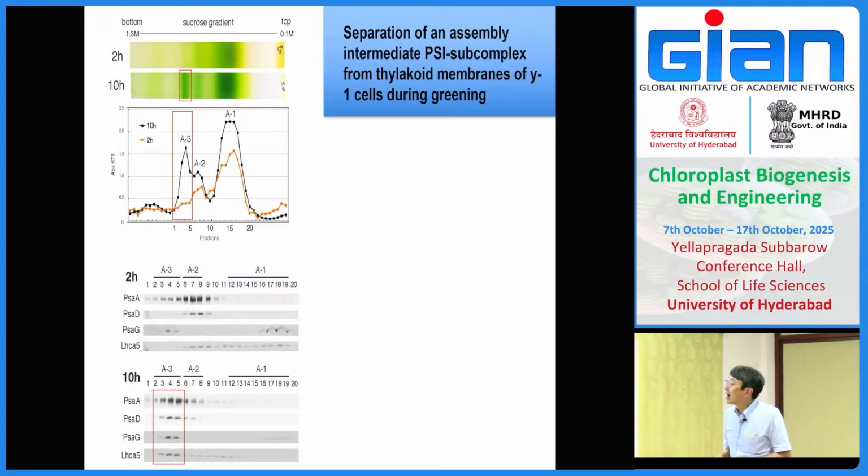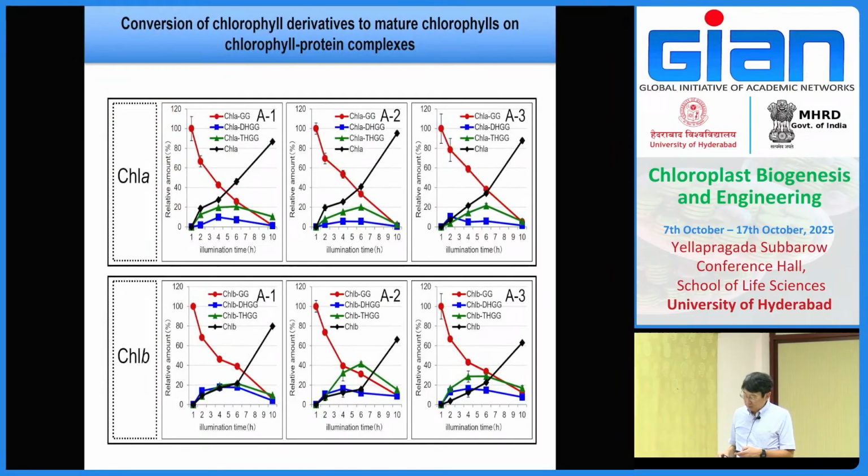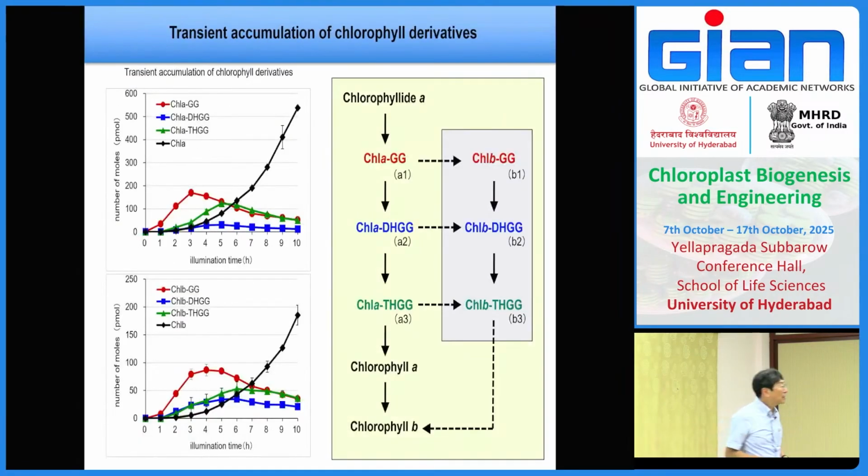Okay, Sam, I ask you: in the greening, some derivative of chlorophyll, an intermediate, accumulates. Do you have any question about this? What happens to the plant or algae if not chlorophyll A and B but an intermediate accumulates? This is a hint to ask a question.